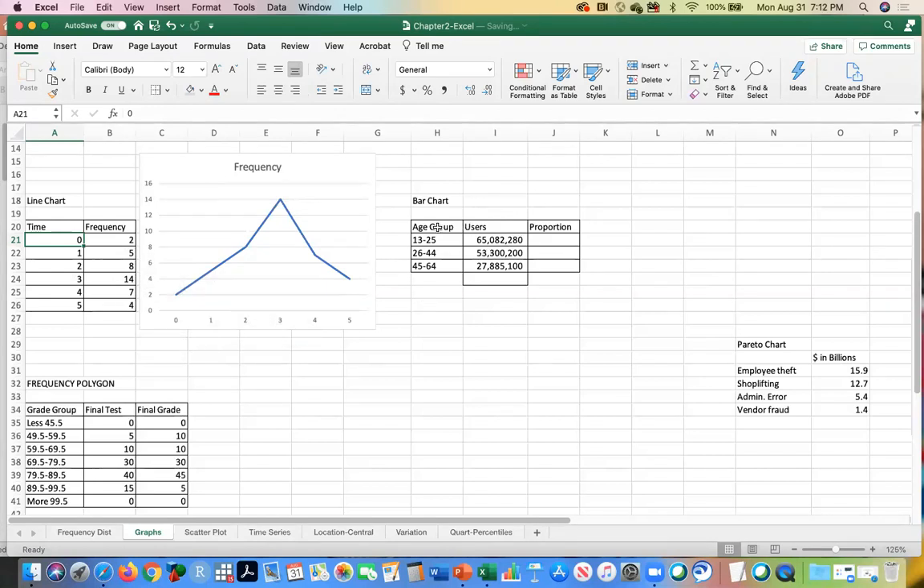So this is a bar chart. So also this is based on age groups. So it's gonna be age groups.